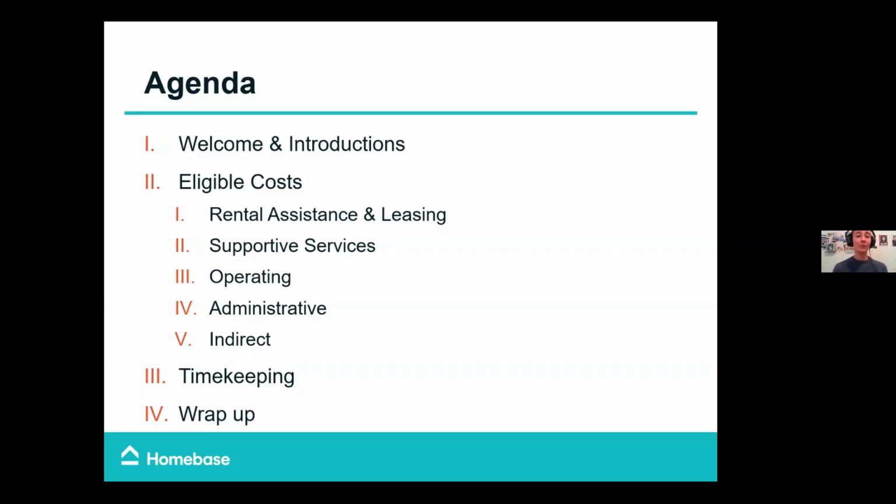So this is the fourth in our training series on CoC compliance this year. And today we're focusing on topics related to eligible costs and, to some extent, some examples of how to document those eligible costs. So we'll start by going through the categories of eligible costs that you might or might not have in your CoC budget. We'll touch on indirect costs very briefly, and then we'll talk a little bit about how to document staff costs, personnel costs, through timekeeping, time and activity reporting.